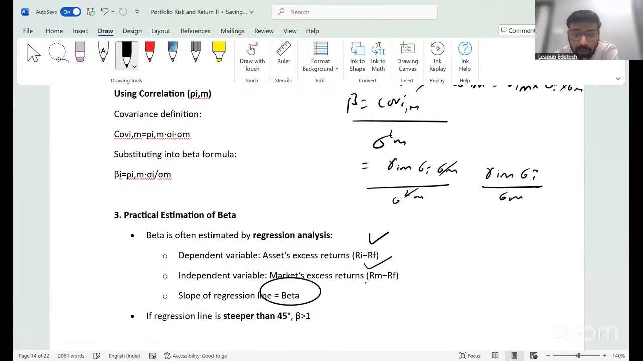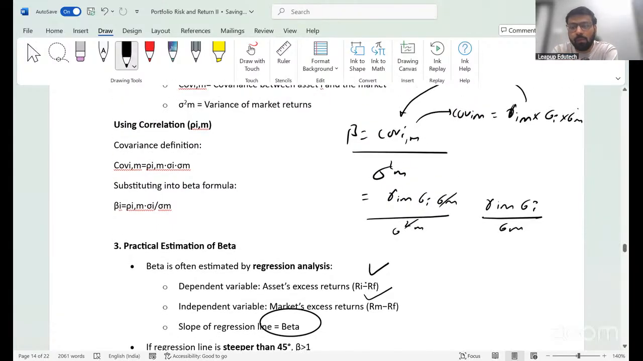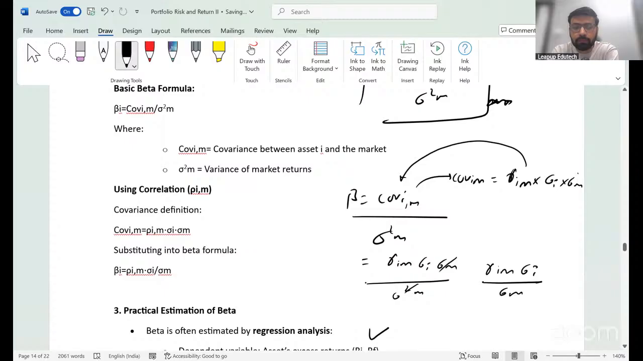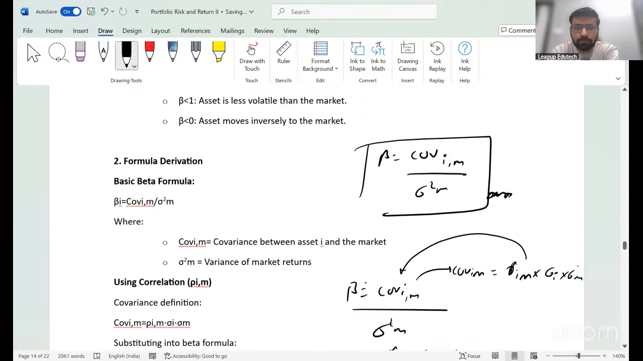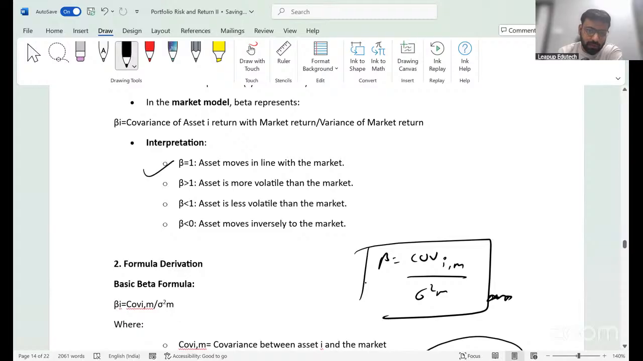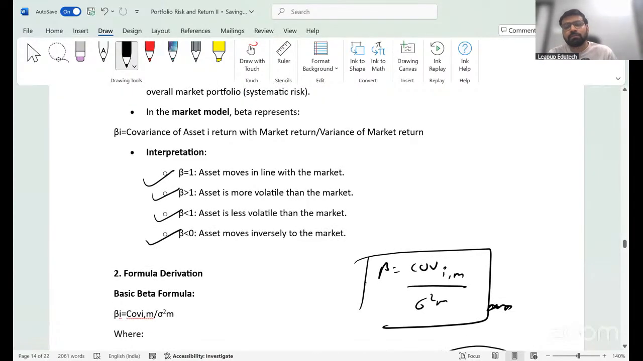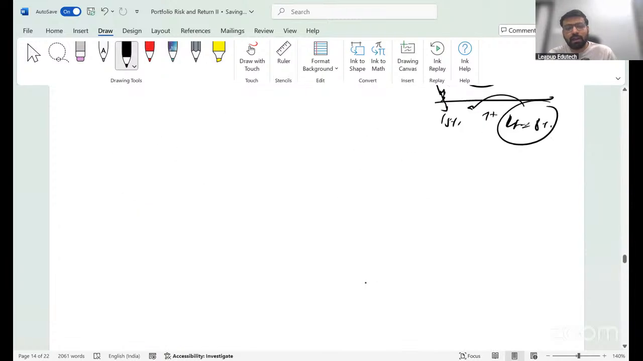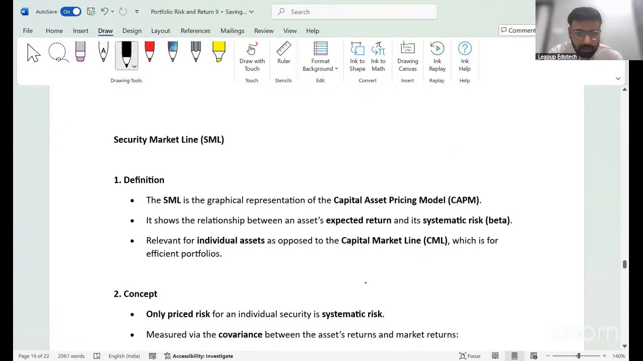And the steeper the line of that security, the higher will be the beta, because the steeper the line, the higher the slope, and beta is measured by slope. If beta is equal to 1, the asset moves in line with the market. Greater than 1, the asset is more volatile than the market. Less than 1, the asset is less volatile than the market. And less than 0, the asset is inversely related to the market. That means if the beta is negative, it moves opposite to the market. And that is what this entire calculation with respect to beta is.